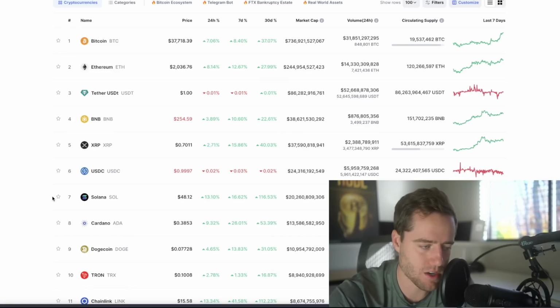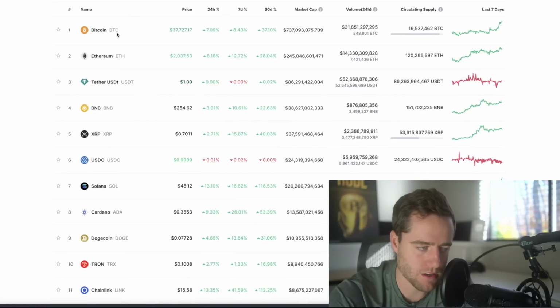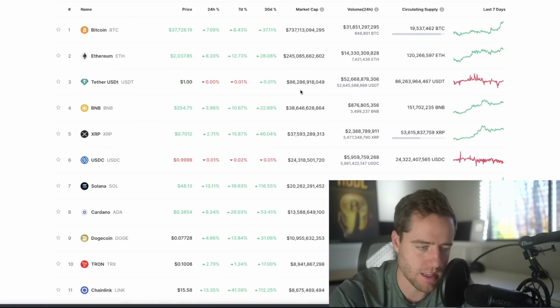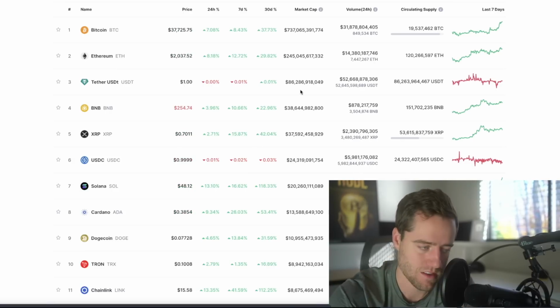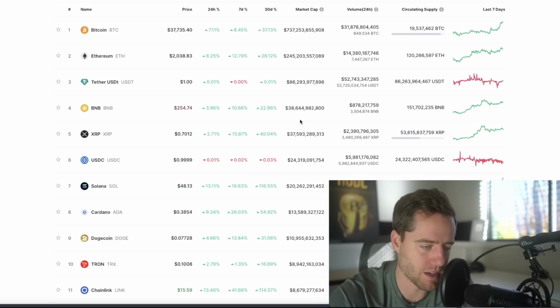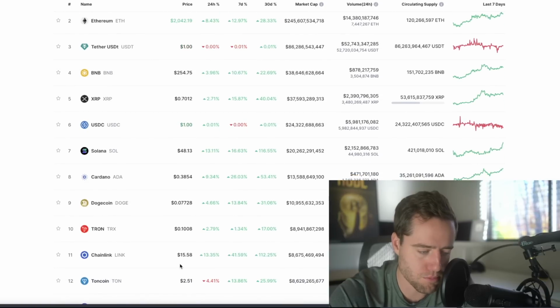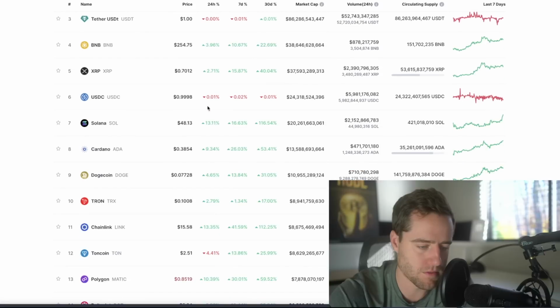This is ranked in terms of the largest cryptos. So as you can see, Bitcoin's the largest with the largest market cap, then Ethereum, then Tether, which is a stablecoin, which is just something that's pegged to $1. BNB, 38 billion, XRP, 37 billion. You can see the prices change all over the place, but they are getting smaller in terms of market cap.